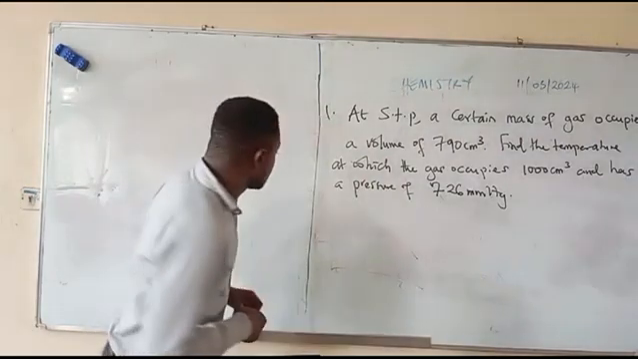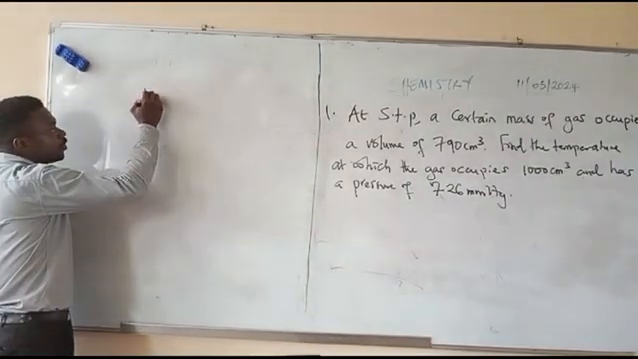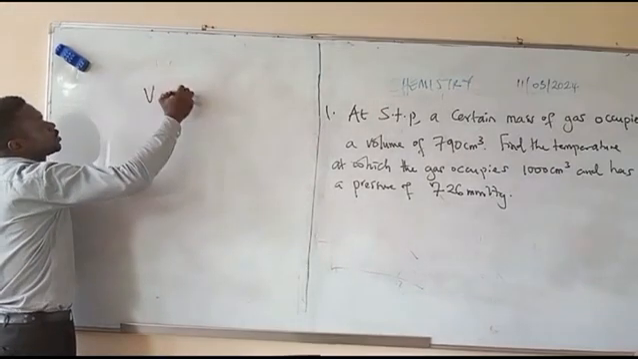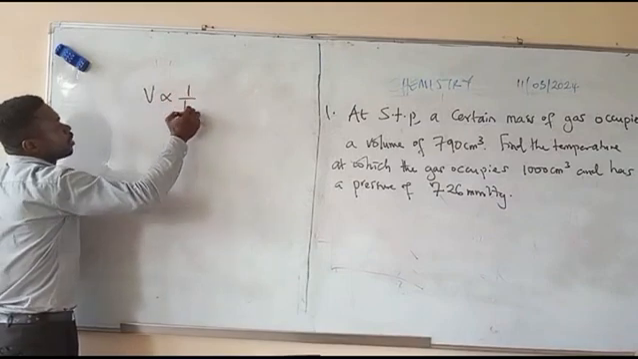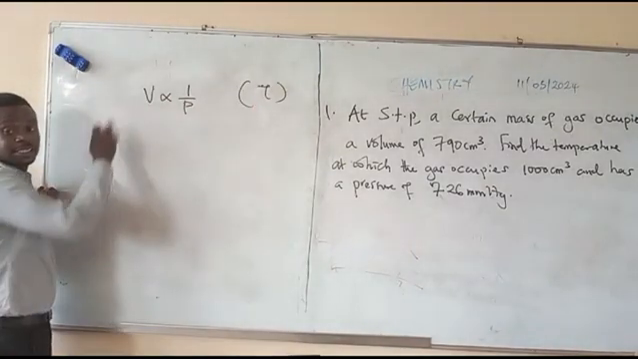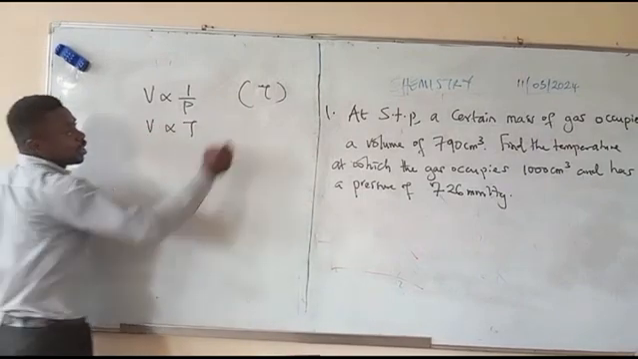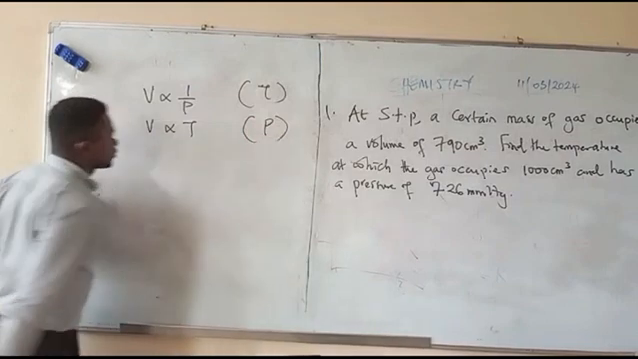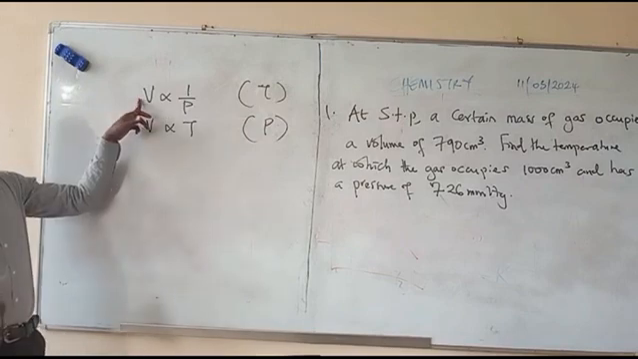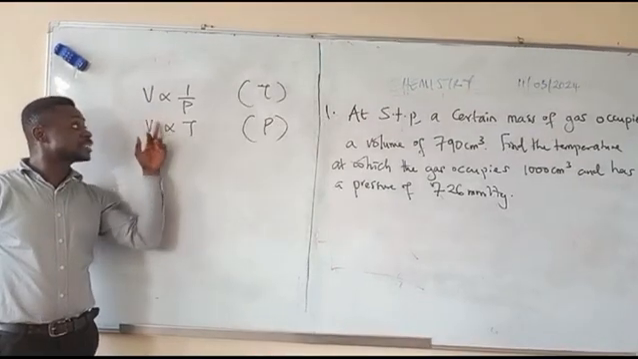Now look up. Boyle's law says that volume is inversely proportional to pressure, at constant temperature. Charles said that the volume is directly proportional to temperature, at constant pressure. This is an inverse variation and this is a direct variation. So we can combine these two to get a joint variation.